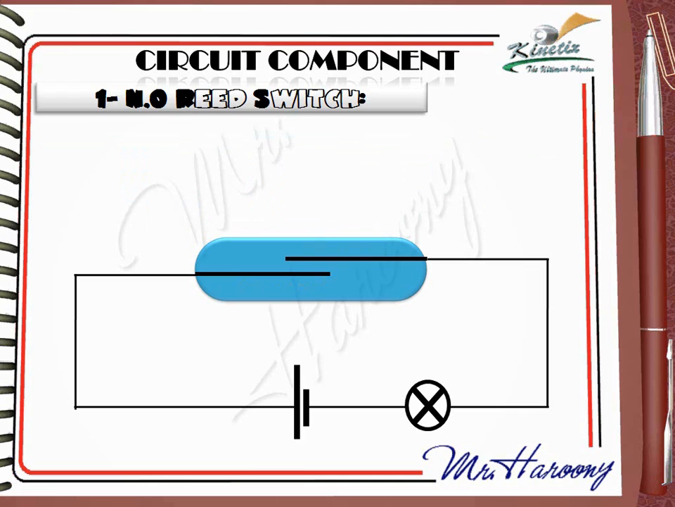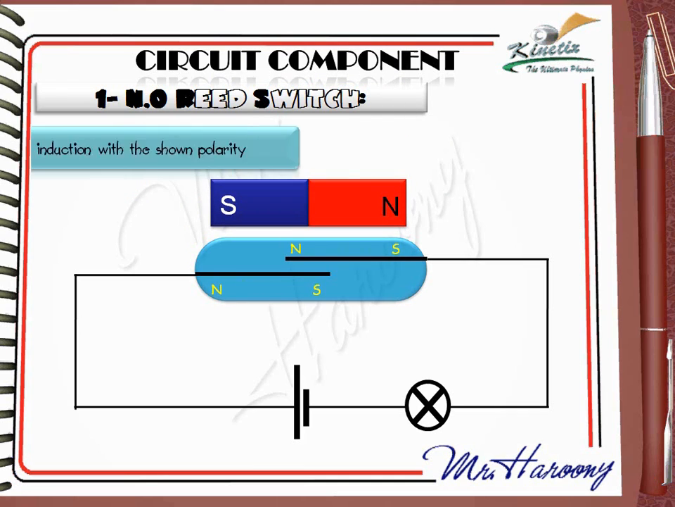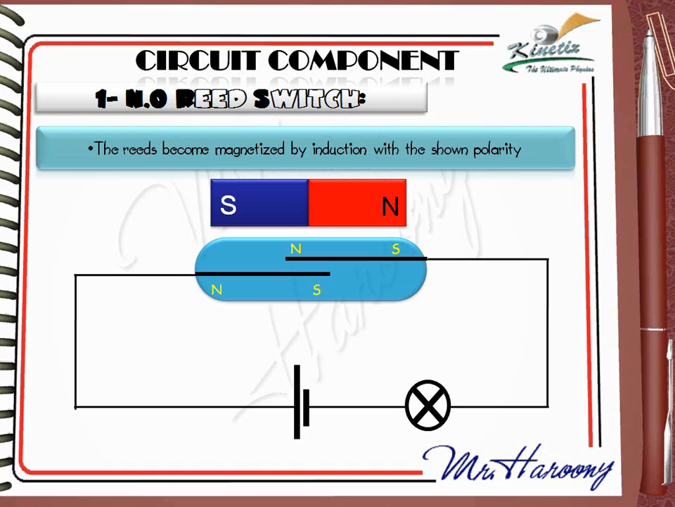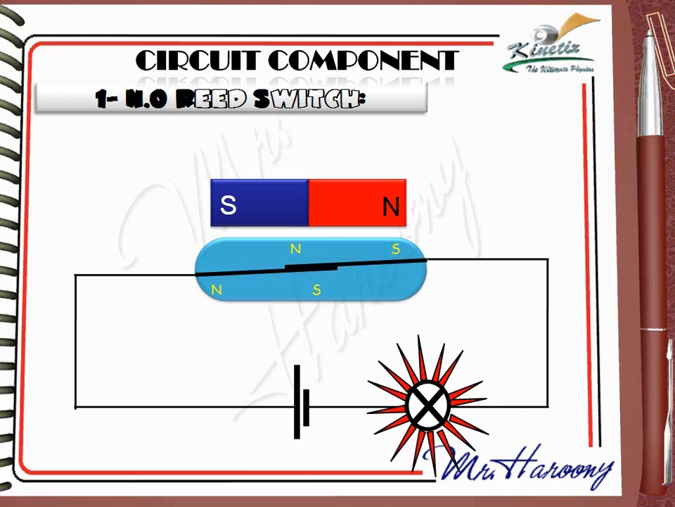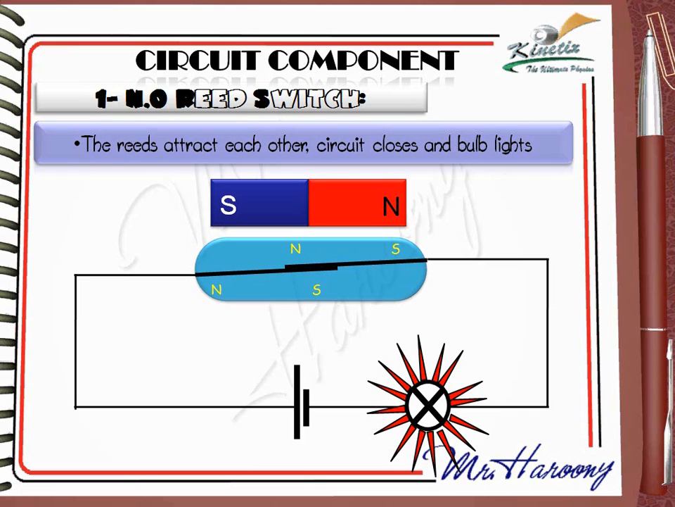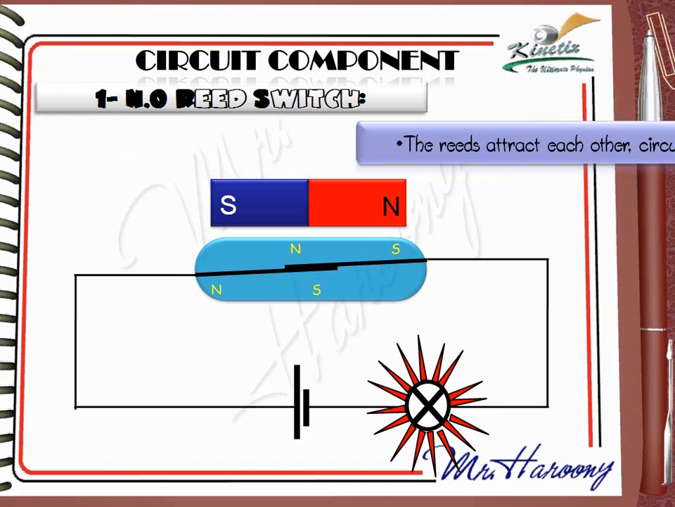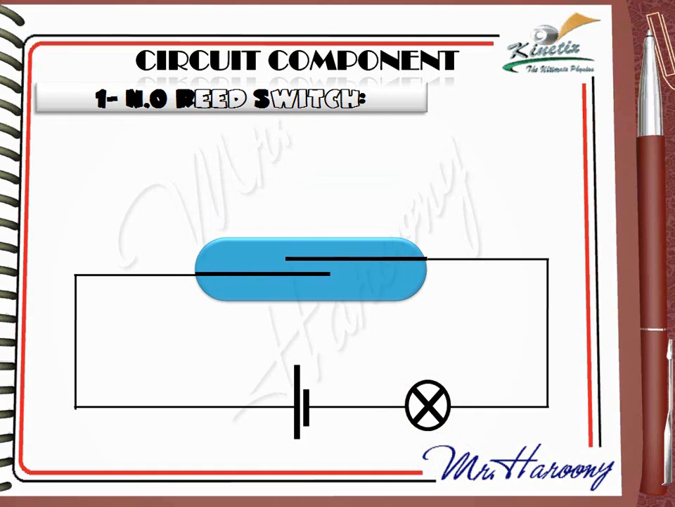Now we will approach a magnet to the switch. If a magnet is approached, the reeds become magnetized by induction with the shown polarity. Due to this polarity, the reeds attract each other. The circuit closes and the bulb lights. If the magnet is removed, the reeds separate again and the circuit opens.